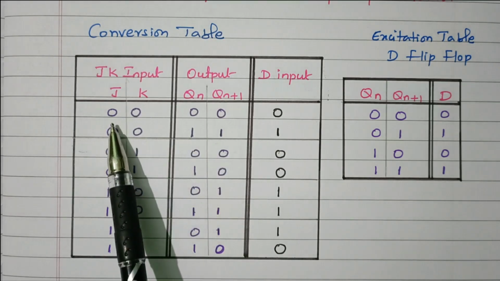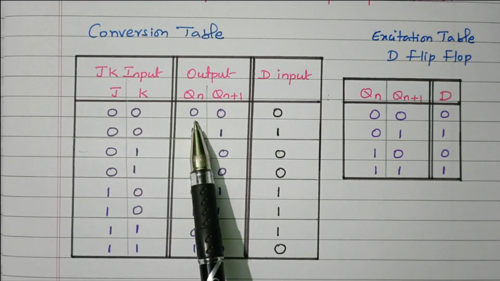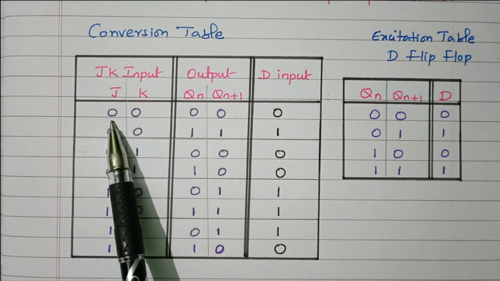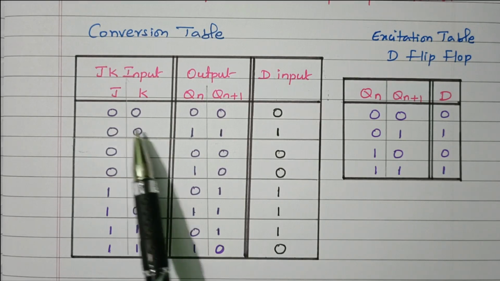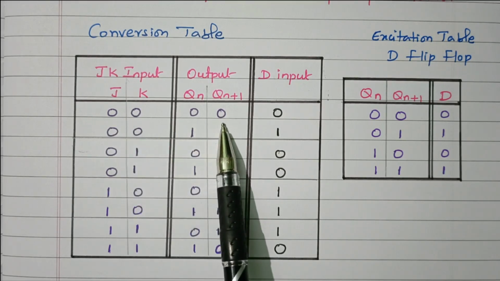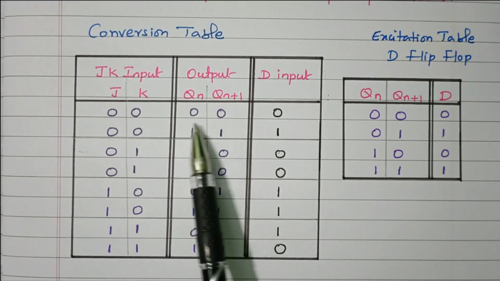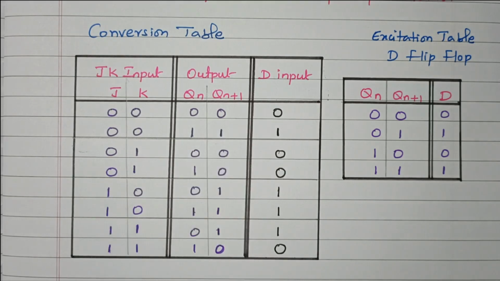So J 0, K 0 and Qn also 0 means the next state is the same, no change. If J and K both are 0, 0 means no change in the next state of output. 0 means 0, 1 means 1, no change. Present state and next state both are the same.